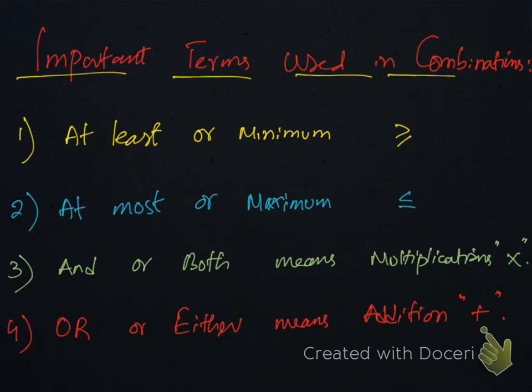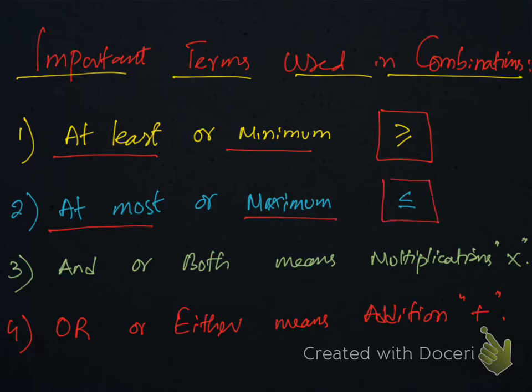There are some important terms which are used in combinations. So the term number 1 is at least or minimum, and they both mean greater or equal. At most or maximum, this means less or equal. And or both, they both mean multiplication. The word or, the word either, means addition.